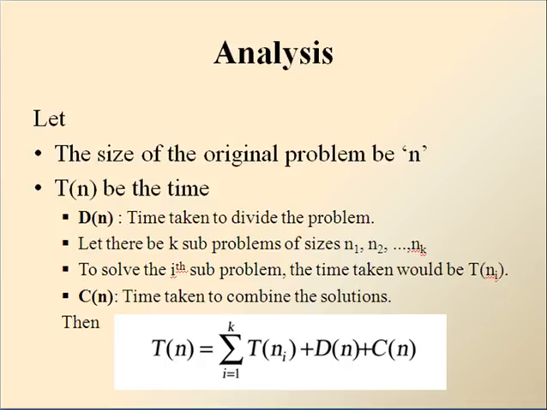Analysis. Let the size of the original problem be n. T(n) is the time. D(n) is the time taken to divide the problem. Let there be k subproblems of size n1, n2 till nk. To solve the ith subproblem, the time taken would be T(ni). The time taken to combine all these solutions of the subproblems is C(n). So T(n) will be the summation from i equal to 1 to k of T(ni), plus the separate time for D(n) plus C(n).